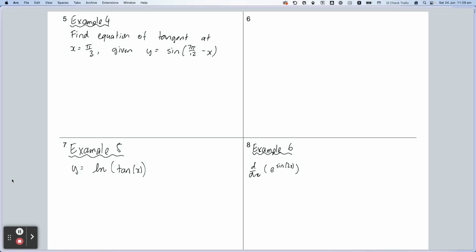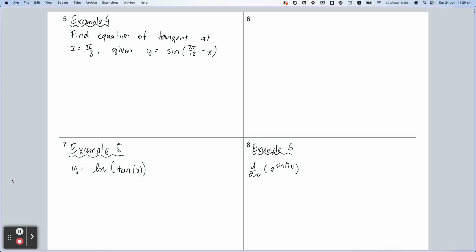Example 4. Find the equation of the tangent at x equals pi on 3, given y equals, and there's an expression there. Okay, so what do we need for the equation of a tangent? We need an x and y coordinate. We need a gradient. Okay, we have an x coordinate. We do not have a y coordinate. So let's do that first.